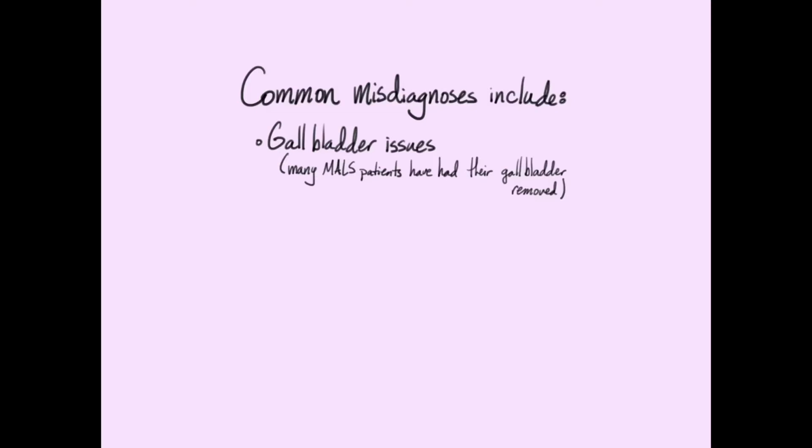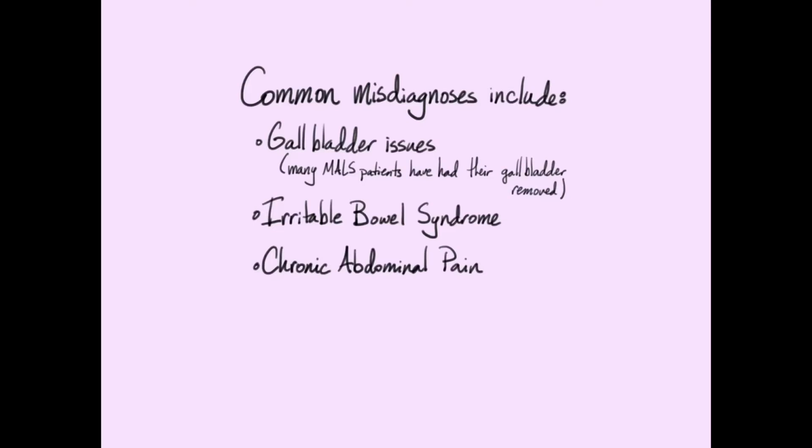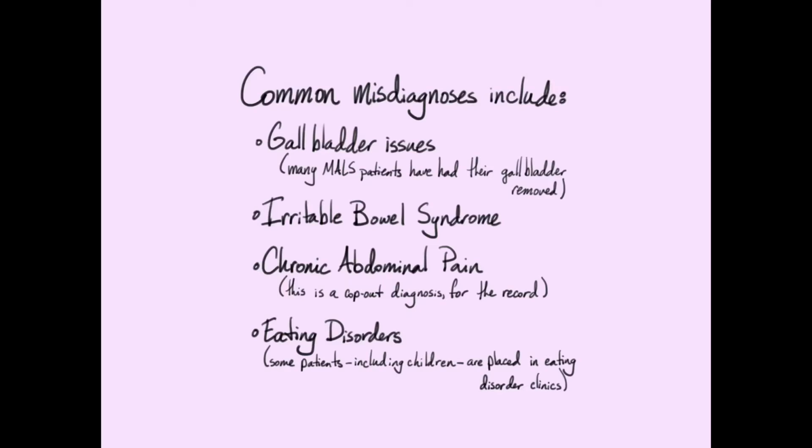Common misdiagnoses include gallbladder issues. Many MALS patients have had their gallbladder removed. Irritable bowel syndrome. Chronic abdominal pain. This is a cop-out diagnosis, for the record. And eating disorders. Some patients, including children, are placed in eating disorder clinics.